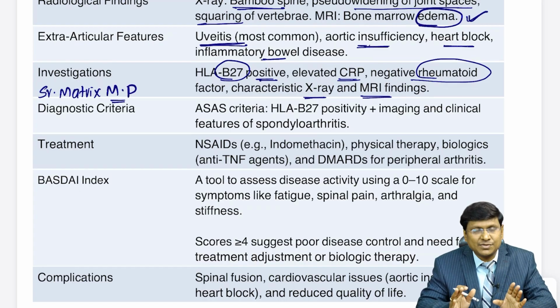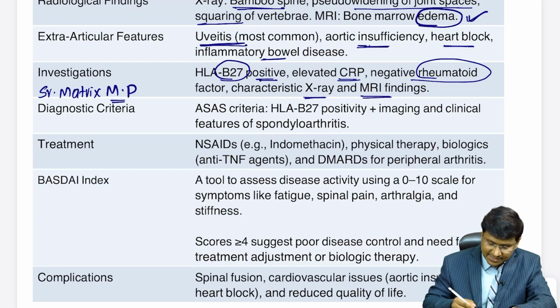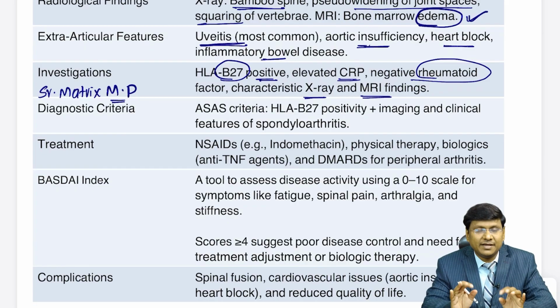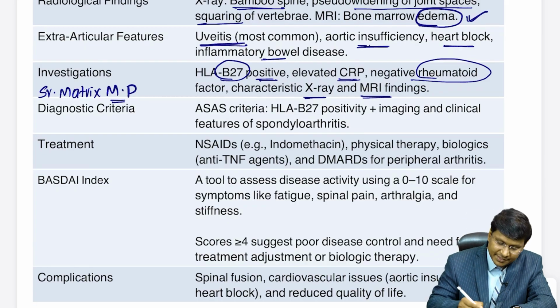And in patients with ankylosing spondylitis, what is the cause of death? The cause of death in patients with ankylosing spondylitis will be fracture of a rigid osteoporotic spine. Right, fracture of the rigid osteoporotic spine. That will be the cause of death in patients with ankylosing spondylitis, right?